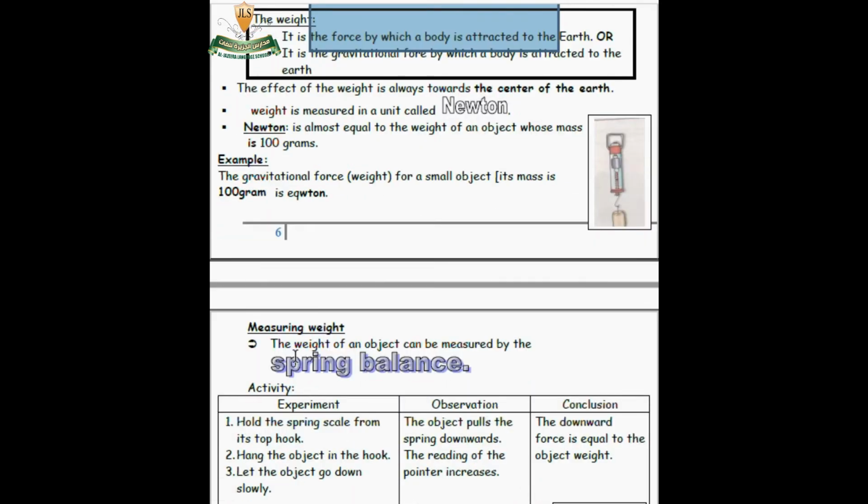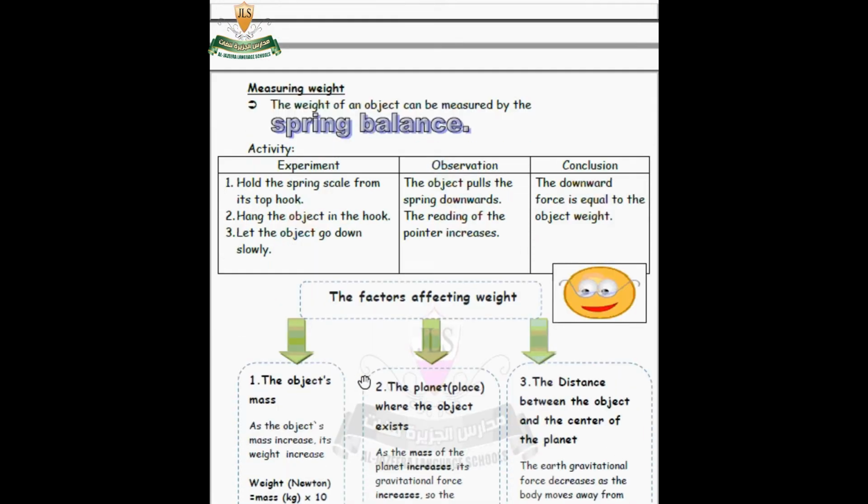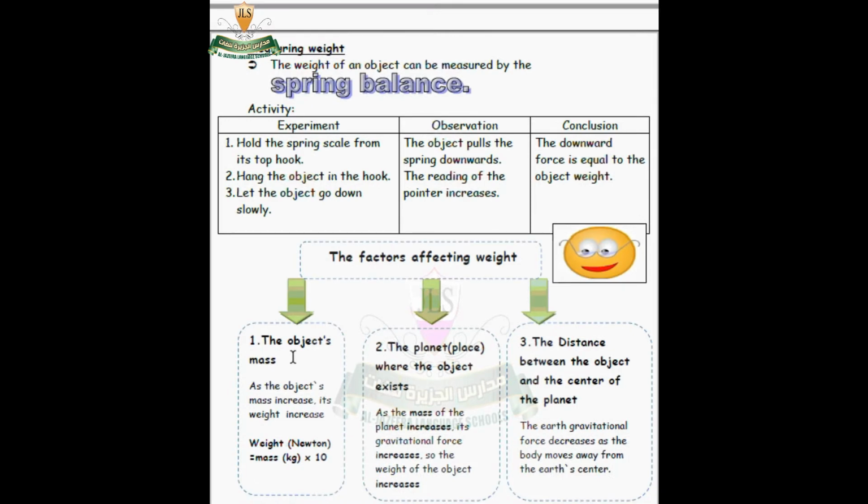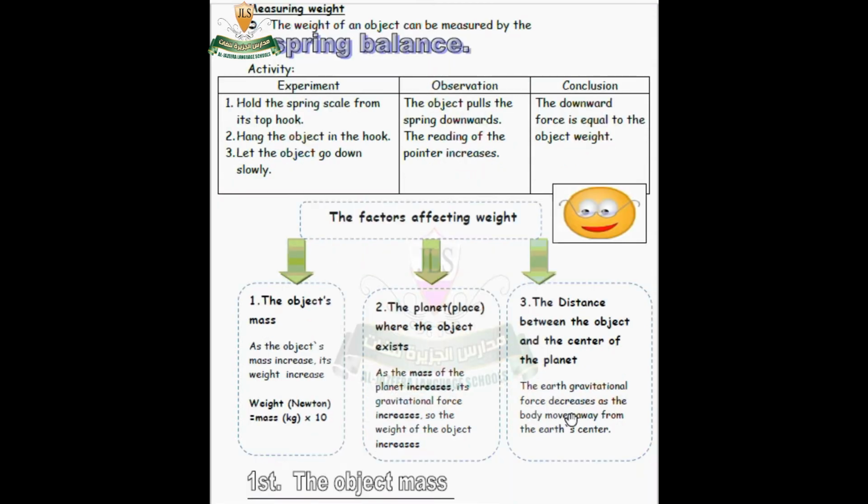We can measure weight by using a spring scale. What are the factors affecting the weight? There are three factors affecting the weight. Number one, the object's mass. Number two, the planet or the place where the object exists. Number three, the distance between the object and the center of the planet.